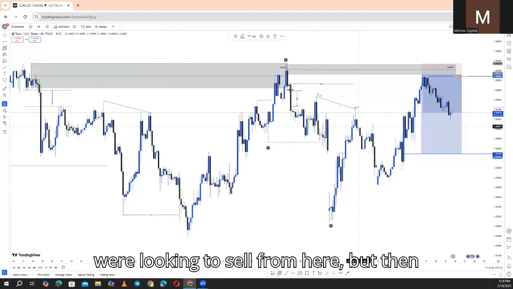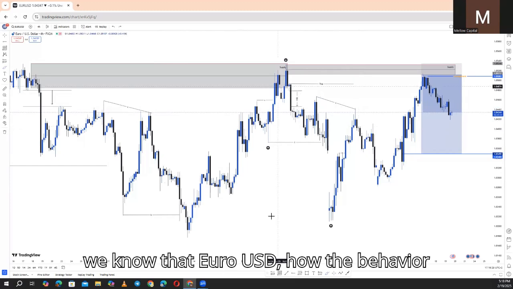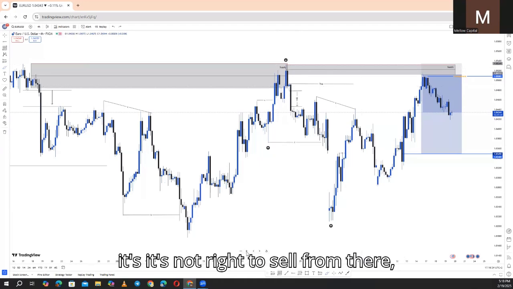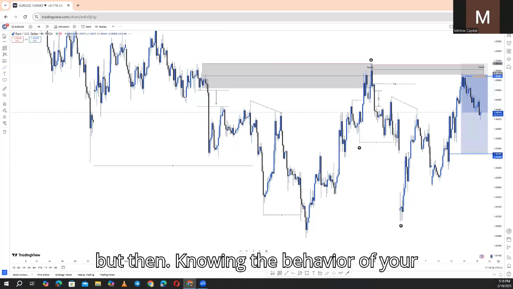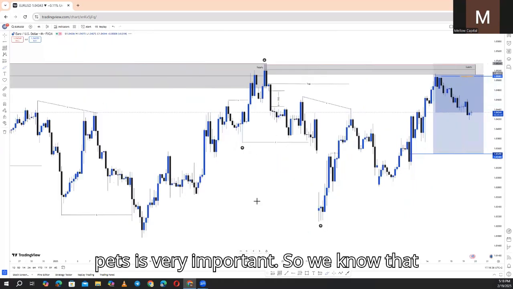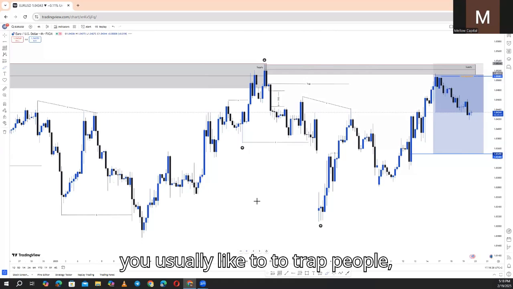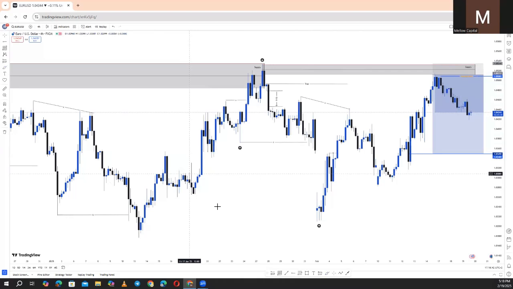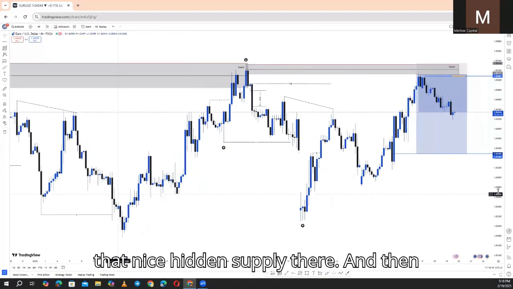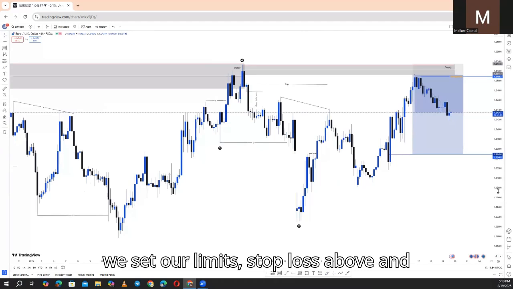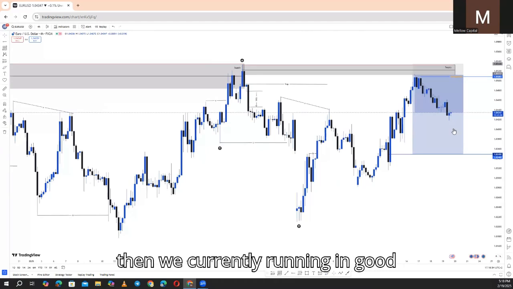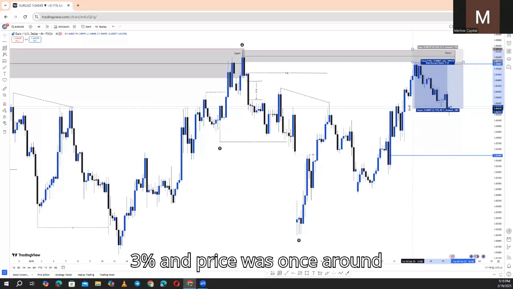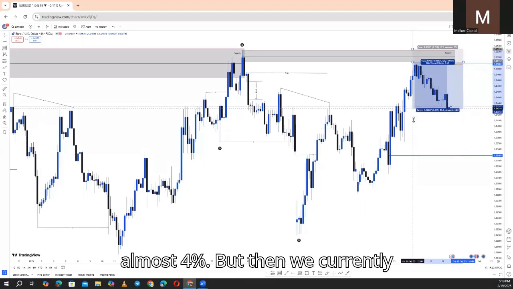I know a lot of people were looking to sell from here, but we know the behavior of Euro USD, right? I wouldn't say it's not right to sell from there, but knowing the behavior of your pairs is very important. We know that Euro USD likes to trap people, right? So with that in mind, we went to 15 minutes, and we got that nice hidden supply there. Then we set our limits, stop loss above, and we're currently running in good profits. I think we're currently around 3%, and price was once at almost 4%.